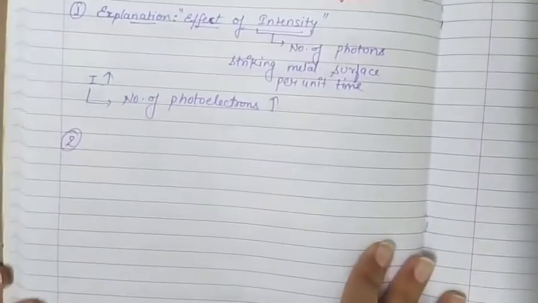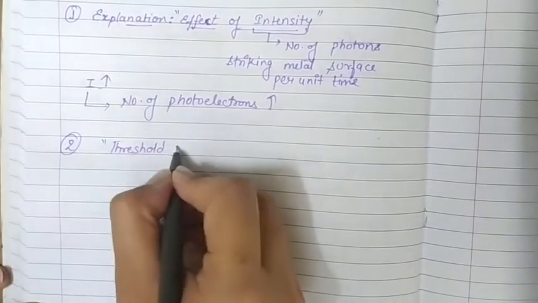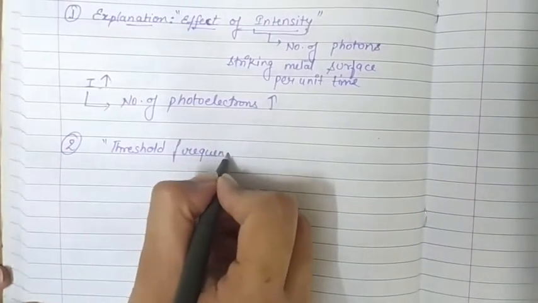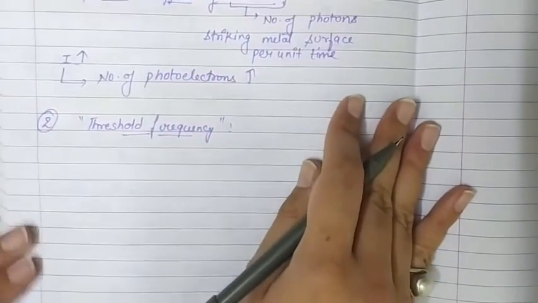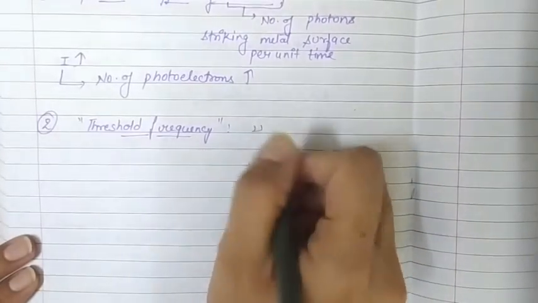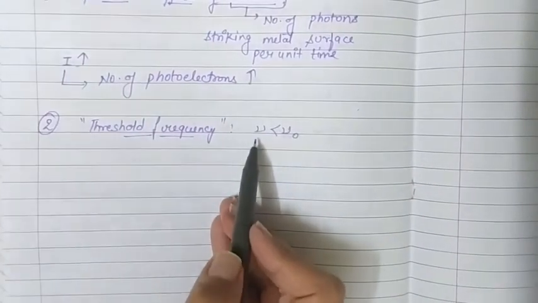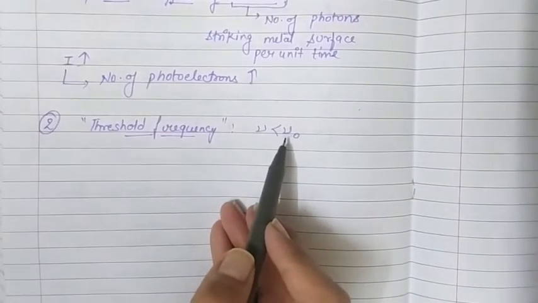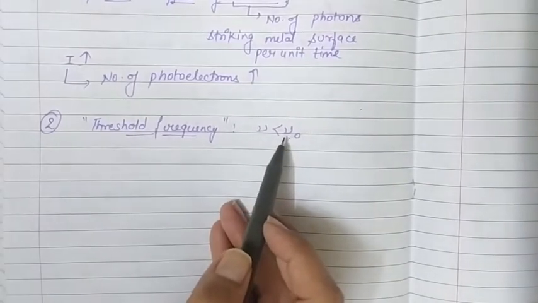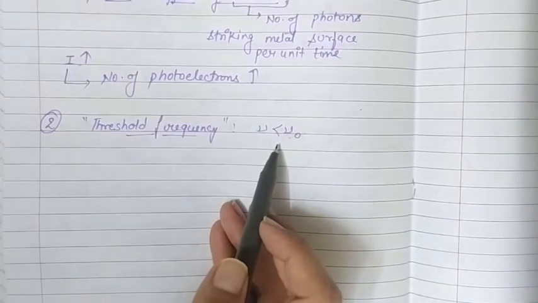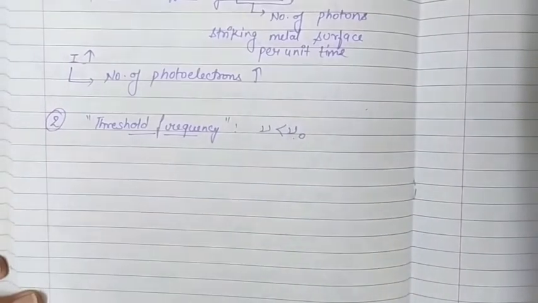Now the second thing is the explanation of threshold frequency. If the threshold frequency is nu naught and the incident frequency of our radiation is nu, so if we assume that nu is less than nu naught, that means the frequency of incident radiation is less than the threshold frequency. So the kinetic energy of photoelectrons will become negative as per Einstein's photoelectric equation.